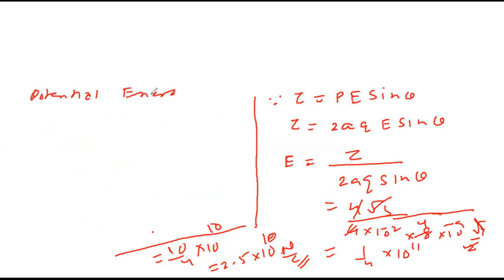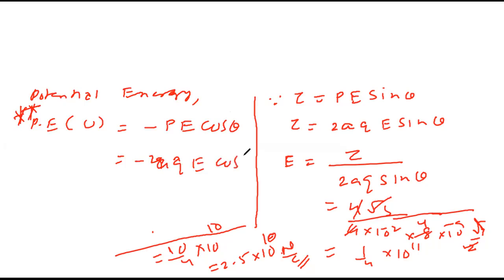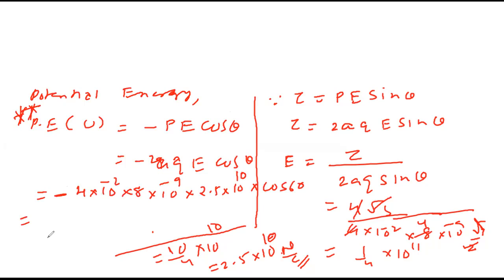Potential energy, P dot E or U equals minus PE cos theta, if the body is stationary at that position. So P is 2AQ, E we got, into cos theta. So it will be minus 2A, 4 into 10 raised to minus 2, Q, 8 into 10 raised to minus 9, E we got 2.5 into 10 raised to 10, and into cos 60. 2.5 into 4 is 10. So minus 10 into 8 into cos 60, half, into 10 raised to minus 1. That will become minus 4 joule. This is the answer, minus 4 joule.